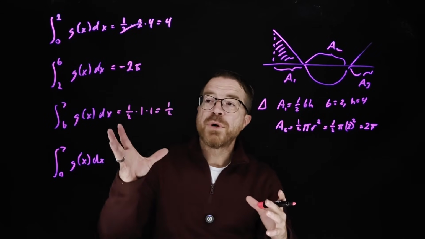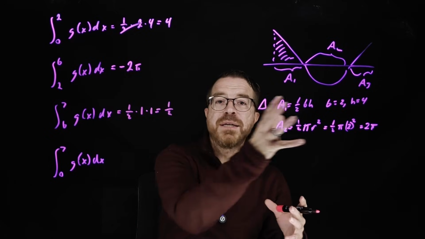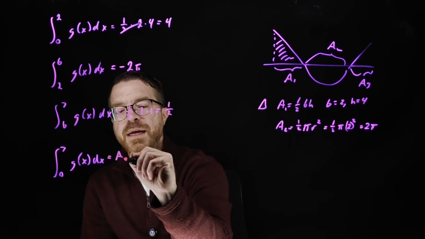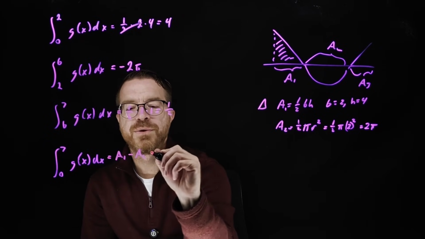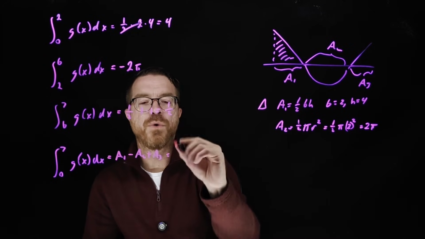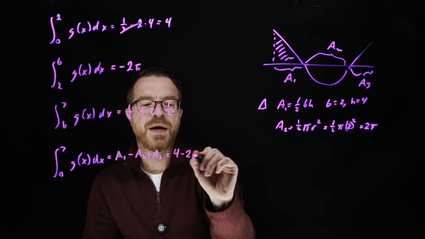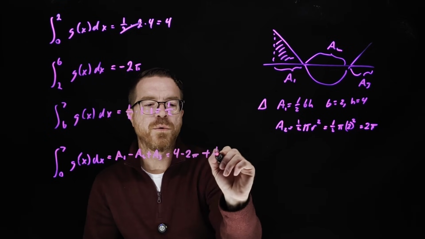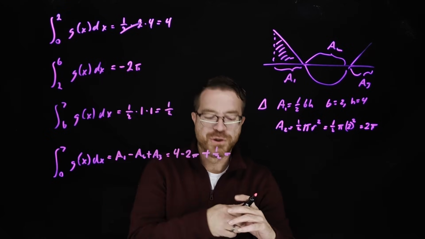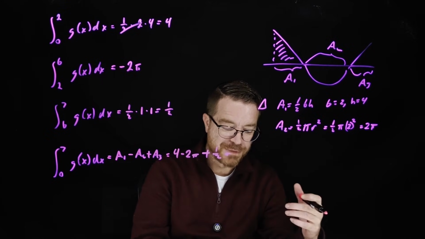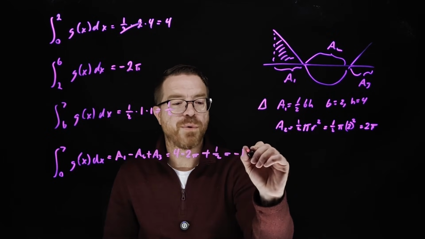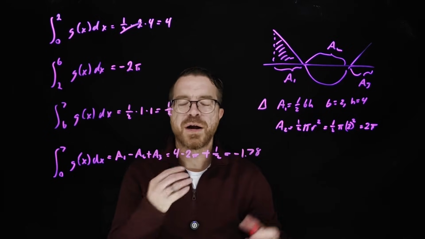So finally, if we wanted to bring all of this together to figure out what the entire area under this curve is going to be, we're just going to take area 1 minus area 2 plus area 3. So we're going to get 4 minus 2 pi plus 1/2. And like I said, in my class, what I actually did is I just rounded 2 pi to 2 times 3.14. And so when I did this, I got a value of negative 1.78, just to get an approximate answer.